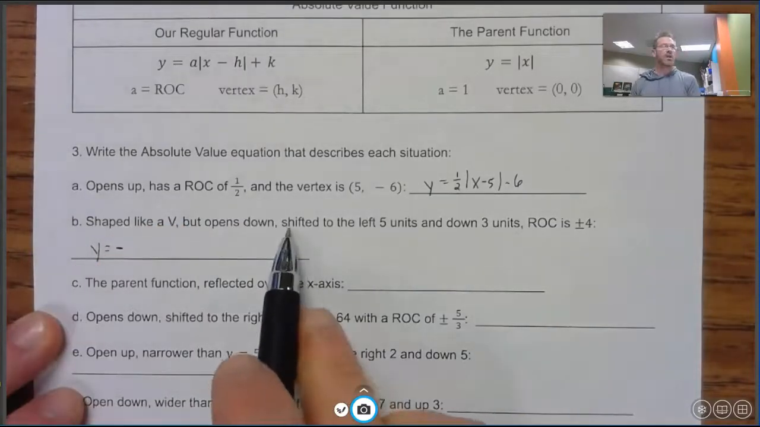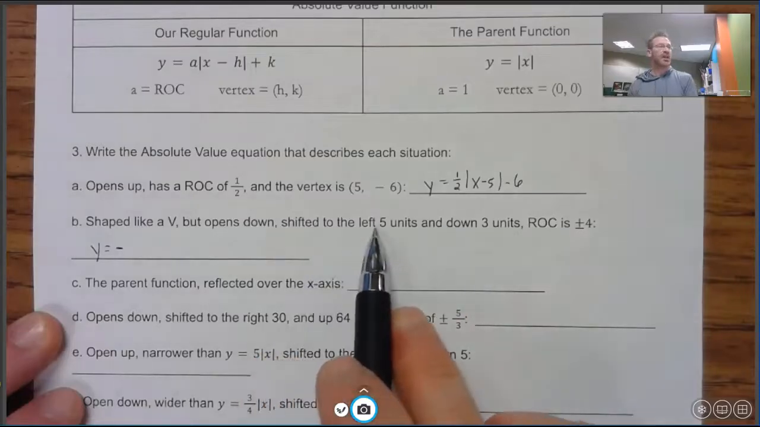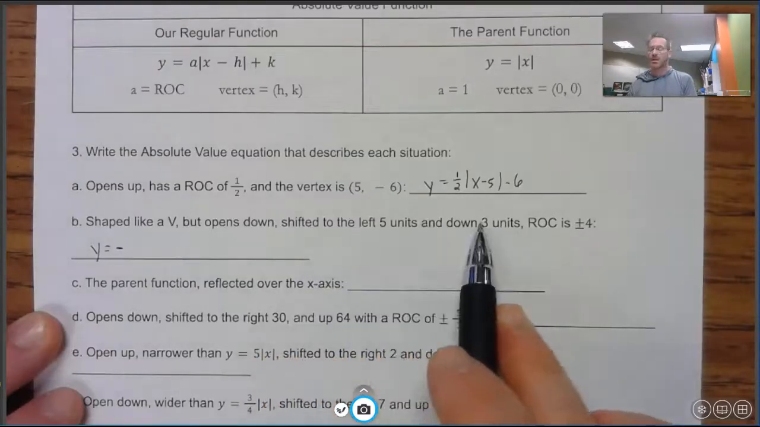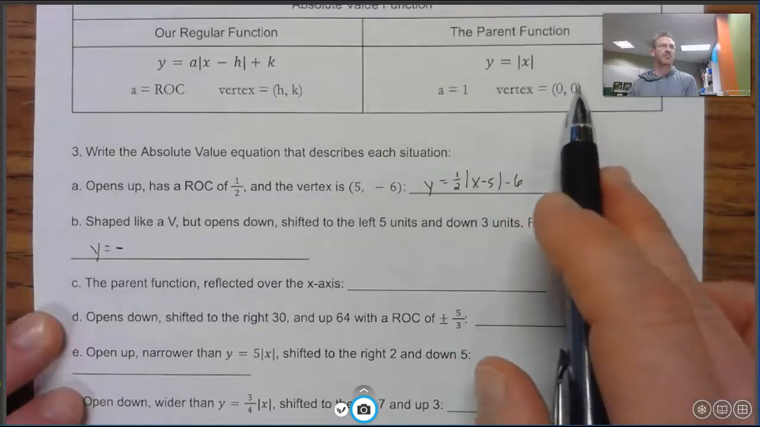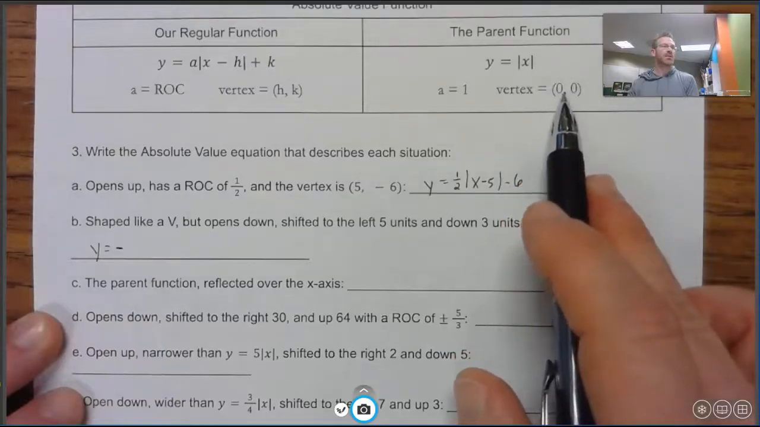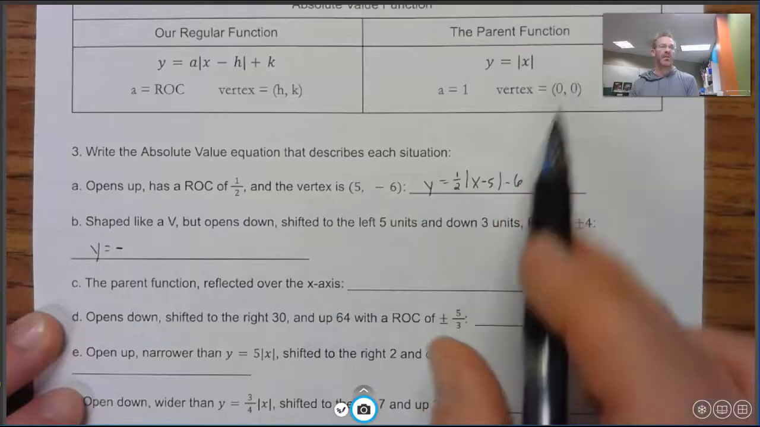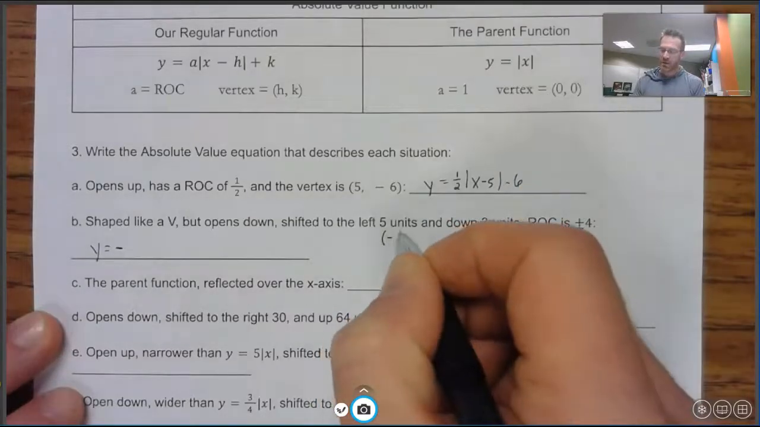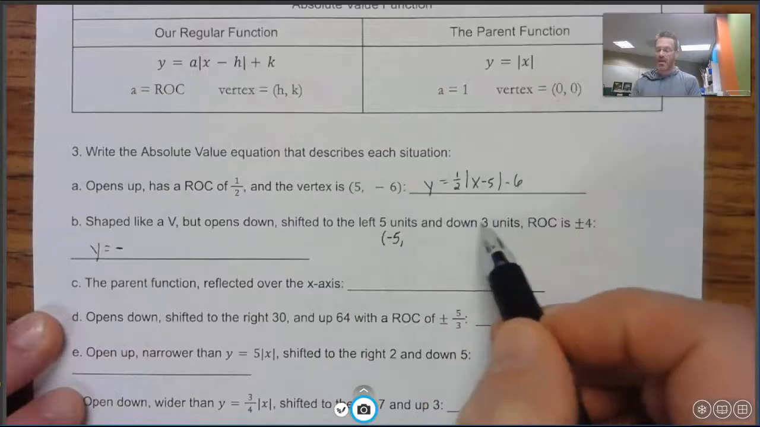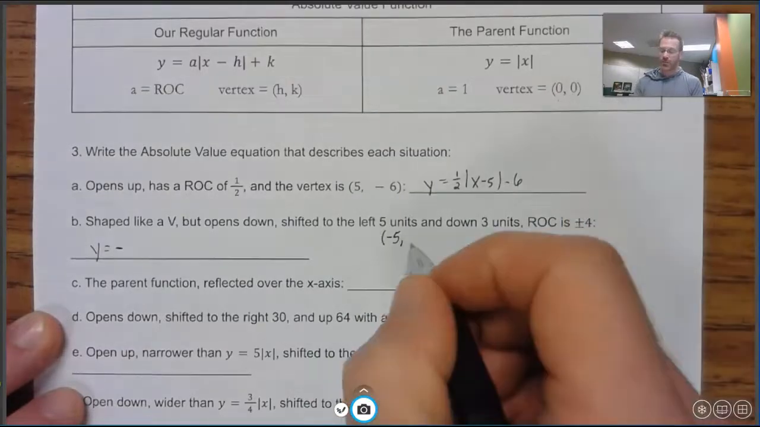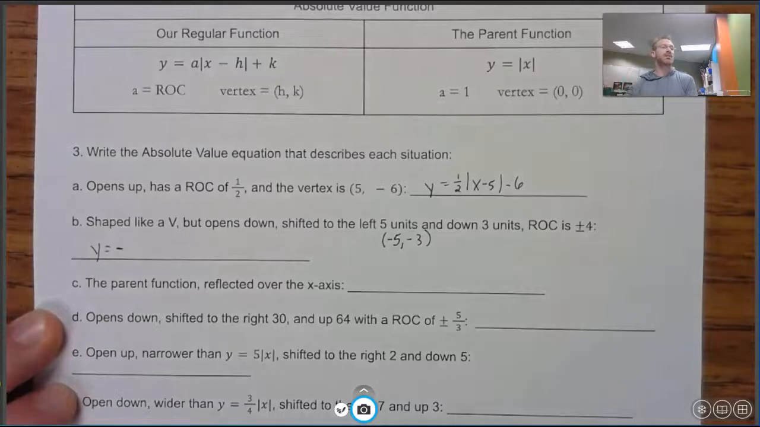Now, here's what I mean by assuming that we're comparing to the parent function. Shifted to the left 5 units and down 3 units. So we're comparing that to where the parent function normally is, which is at the vertex. If it's shifted left 5 units, that's moving the x part of our vertex, so it's going to be -5 if I go to the left of 0. And then down 3 units, if I go from 0 and go down 3 units, that's -3. And so that's my vertex.